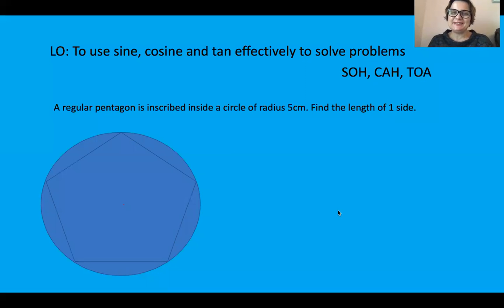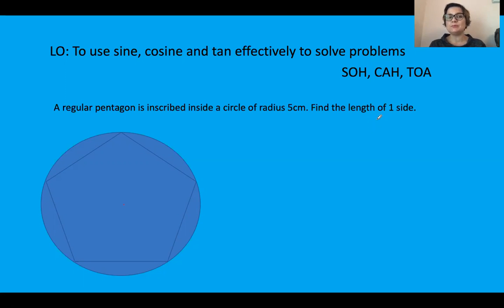Hello everyone. Today again we are going to learn how to use the sine, cosine and tan rule or ratio effectively to solve problems. As I said in the previous lesson, it is always good to write SOH CAH TOA to find out which of these ratios is effective. It is the correct one to use, according to what we have been given in the problem.